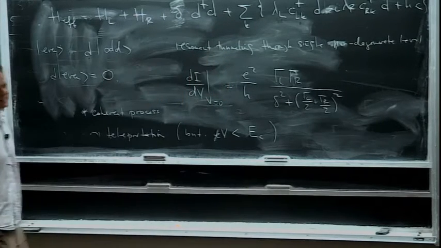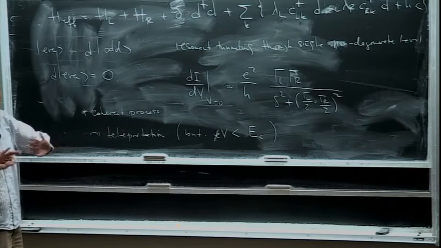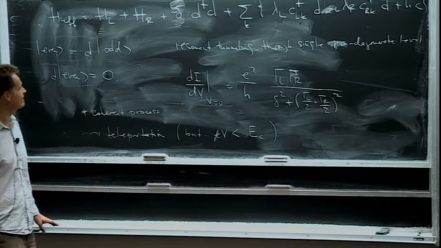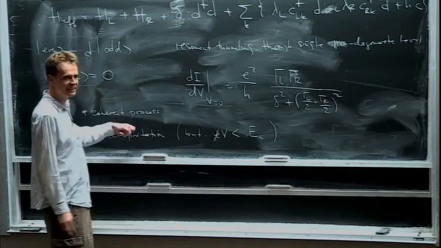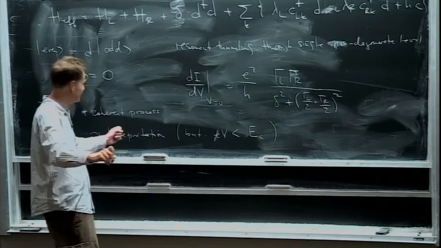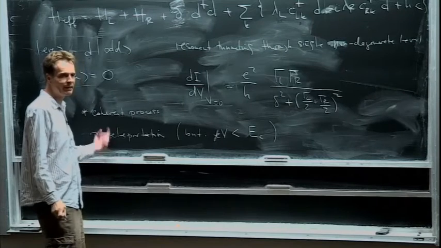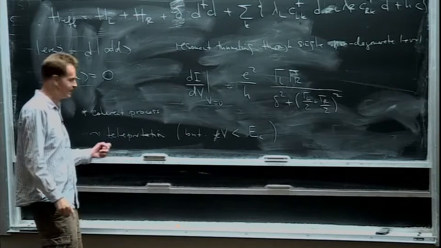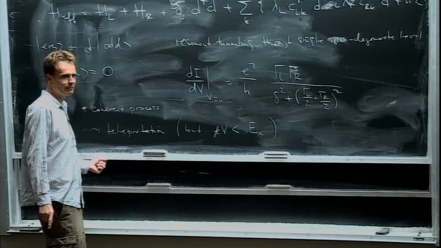It doesn't matter. They don't see each other at all. There's zero overlap between them, and yet you have a coherent process in which an electron comes in on one end and an electron comes out at the other end, and it's a perfectly coherent process. You can make interference experiments with this, and it would be perfectly coherent. Okay, that's the remarkable thing.